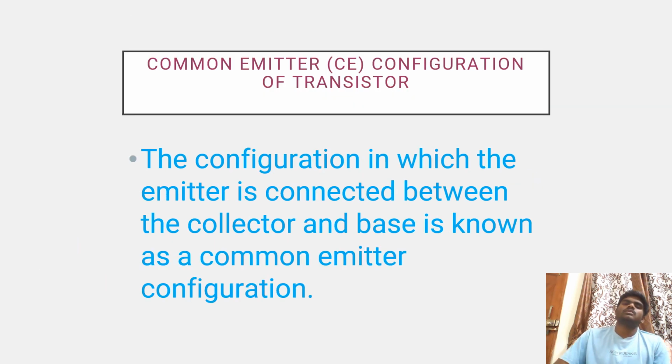The common emitter configuration of transistor. The configuration in which the emitter is connected between the collector and the base is known as the common emitter configuration. So this is the definition of the common emitter configuration of transistor.